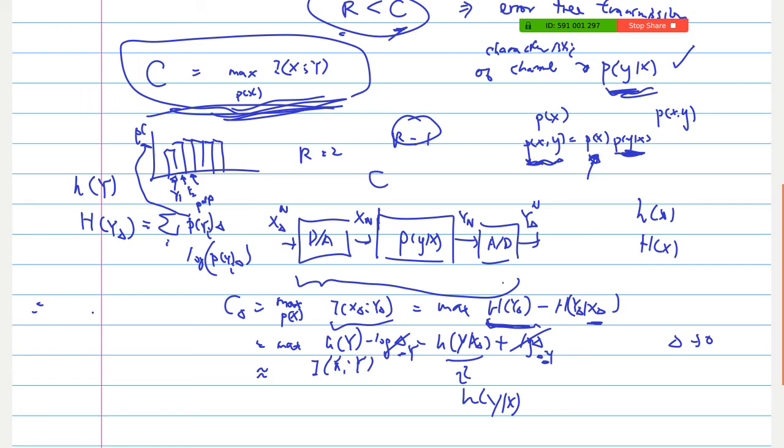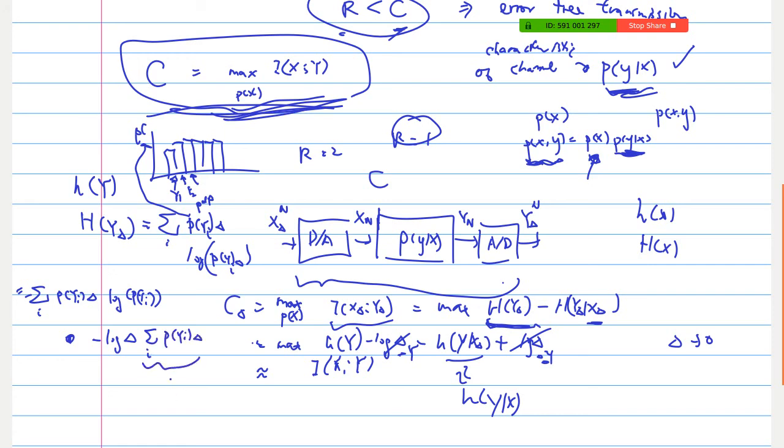And then that's where we got log P_Y plus log delta, right? Of course I have a minus sign here, so the entropy equals the summation over i of minus P_Y_i delta log P_Y_i, minus log delta times the summation over i of P_Y_i delta.